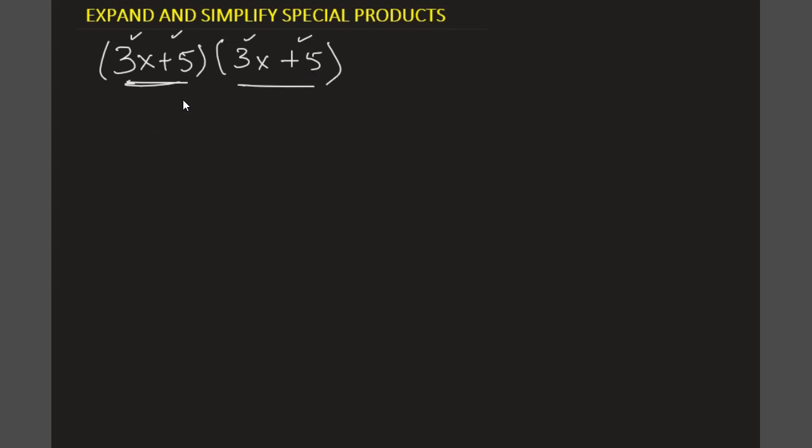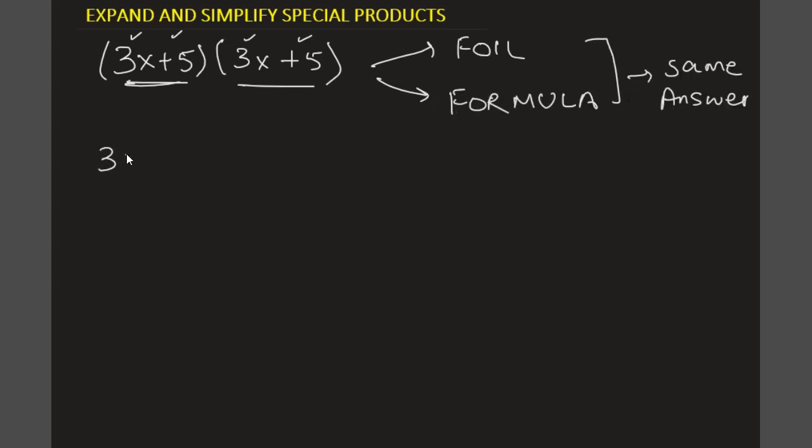In lesson number 1, we learned how to do the FOIL method. In this lesson also we can apply either the FOIL method or we can apply a formula. Both methods will give you the same result. Now let's complete this example using the FOIL method. I'm going to rewrite the question. If you're unsure about how to do expanding and simplifying, please watch my lesson 1 video.